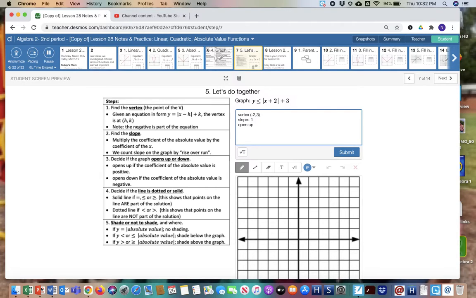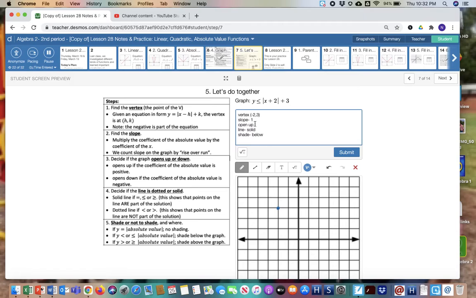Then we're going to look at whether it's a solid or dotted line. So what kind of line do we have? Well, there's an or-equal-to here, so it's going to be a solid line. And then it's a less than. So since it's a less than, where are we going to shade? We're going to shade below the line. So let's graph the point (-2, 3). So left 2, up 3.